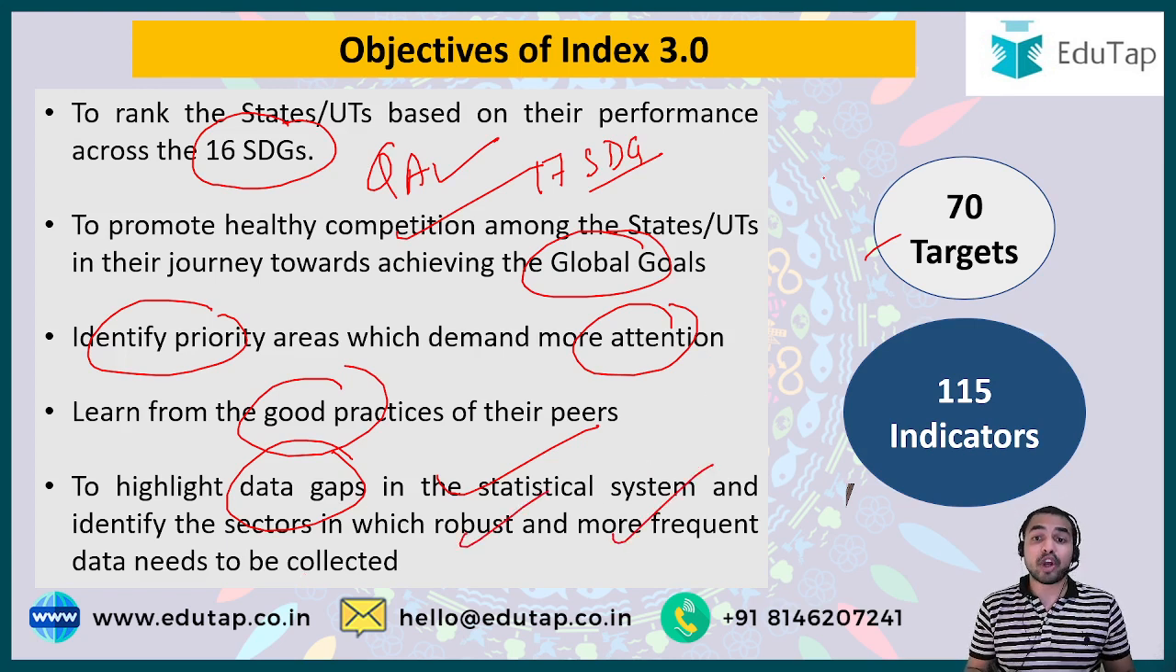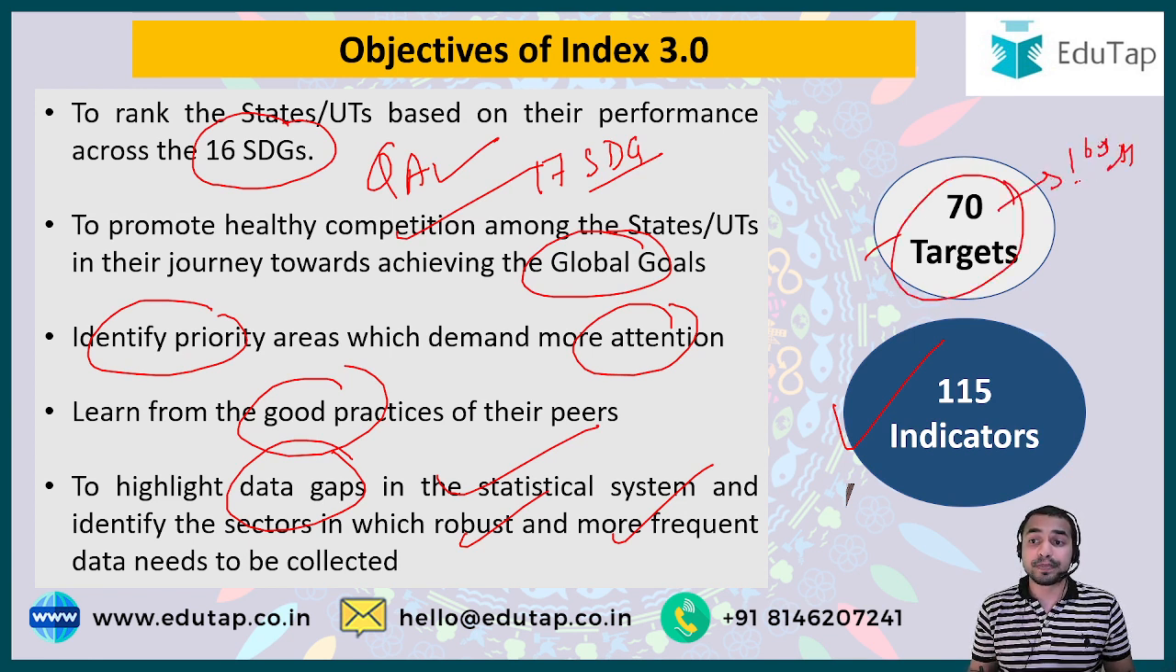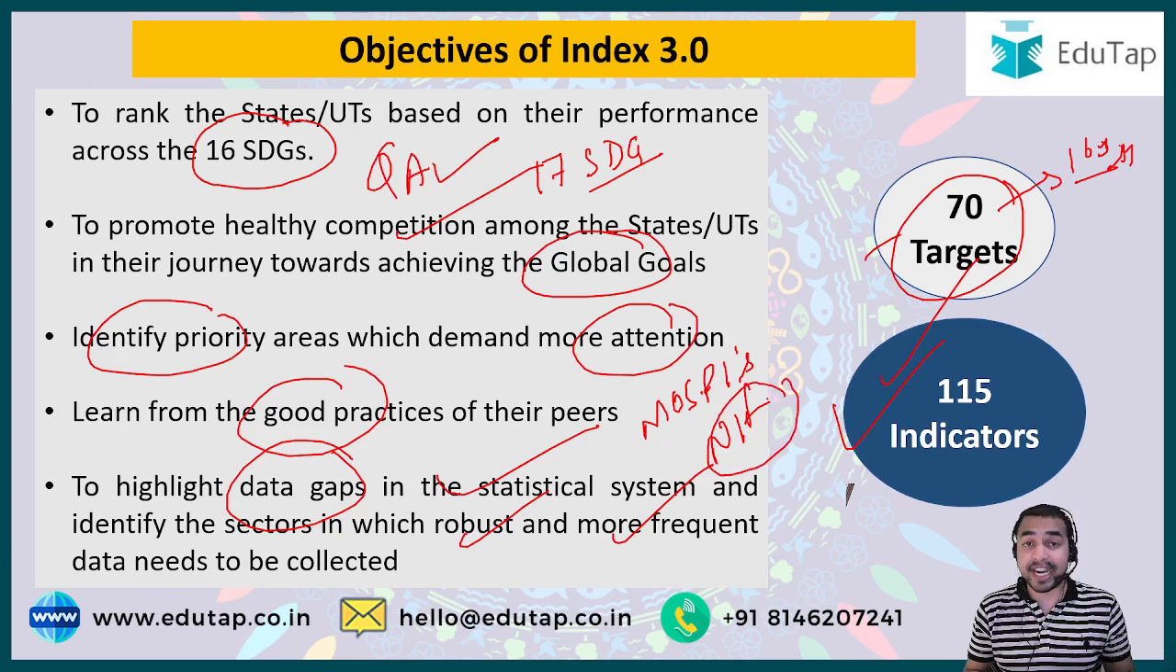And guys, if we talk about this SDG Index 3.0, then it has been constructed with the help of 115 indicators covering 70 targets of these 16 sustainable development goals. And guys, if you talk about these indicators, then they are aligned with the Ministry of Statistics and Program Implementation National Indicator Framework. So guys, now there is a task for you and you are required to tell me in the comment section below brief information about the National Indicator Framework.